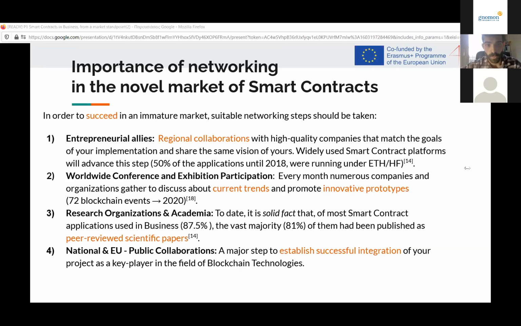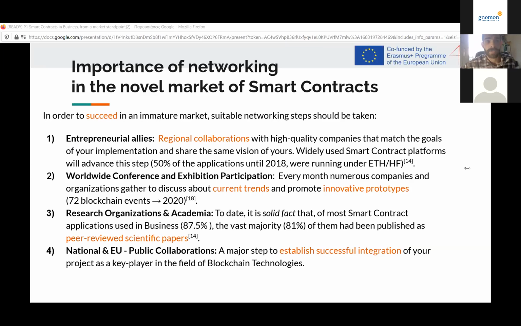You see the source that we saw that 50% of the applications until 2018 were running under Ethereum and Hyperledger Fabric platforms. Then it's very important that you follow worldwide conferences and exhibitions, with participation in exhibitions every month, at least prior to the Corona period. Every month, numerous companies and organizations gather to discuss current trends and to promote innovative prototypes. Only for 2020, 72 blockchain events have been organized, but I don't think that many have happened. I think they do not exist anymore as events.